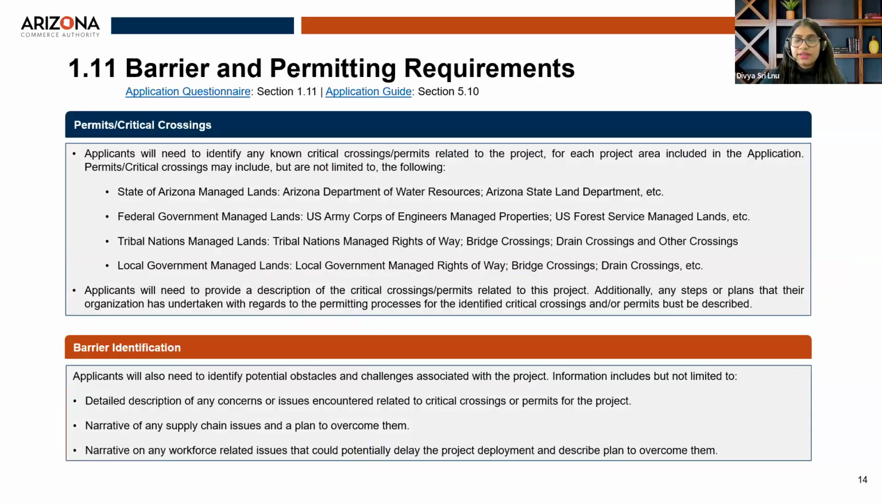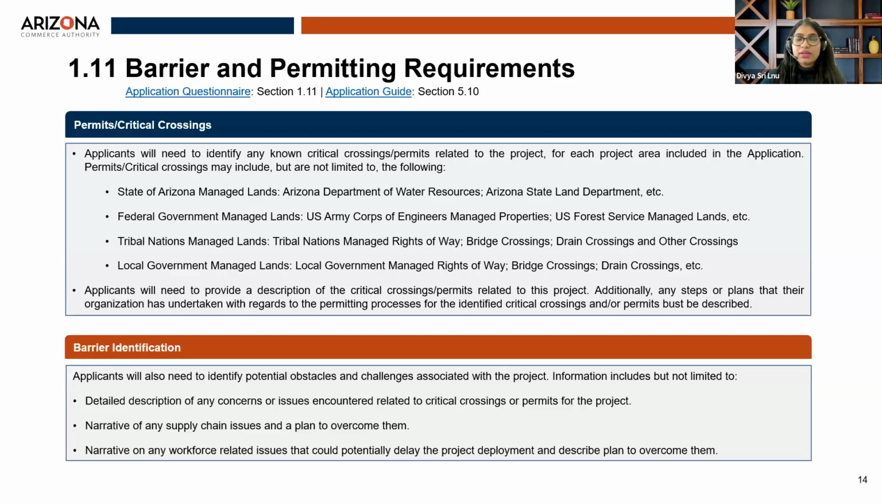Awesome. Thanks, Kelly. So the next section is the barriers and permitting requirements section. Under this section, there are 4 different categories. One is the state of Arizona managed lands. The second one is the federal government managed lands. The third one is tribal nations managed lands. And the fourth one is local government managed lands.